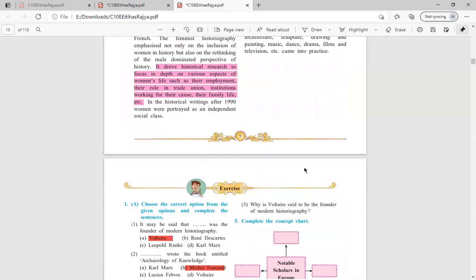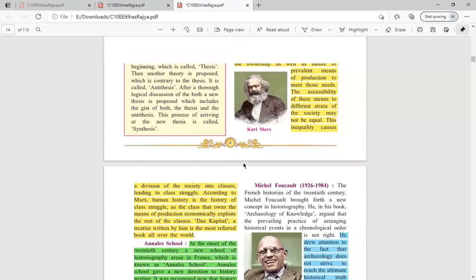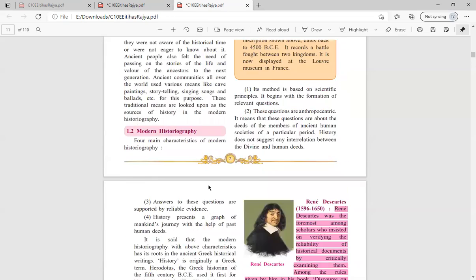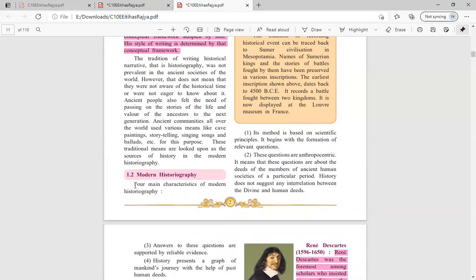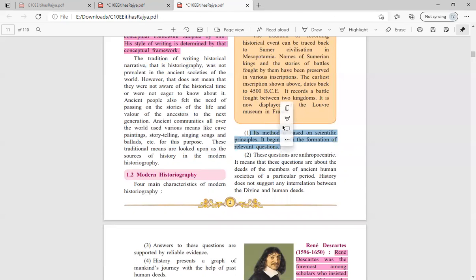Coming towards the next question, which is 6.2: what are the 4 characteristics of modern historiography? We saw this at the start. The 4 characteristics of modern historiography: you need to make sure that it is based on scientific principle. That was the first point.